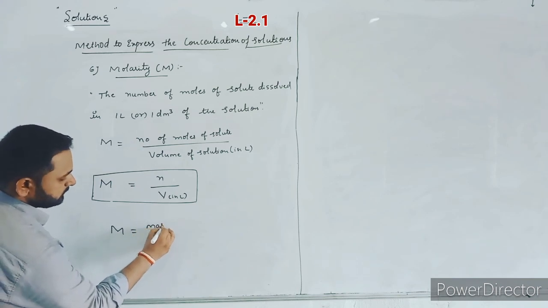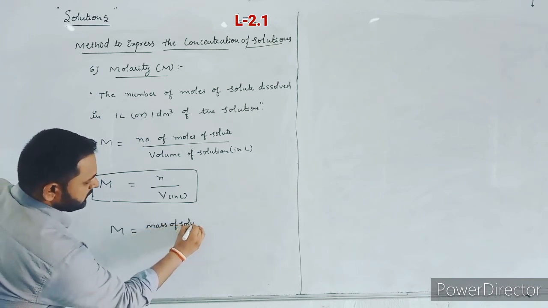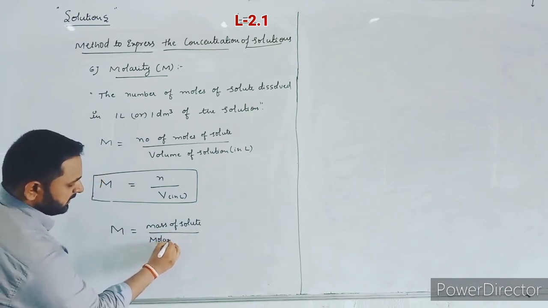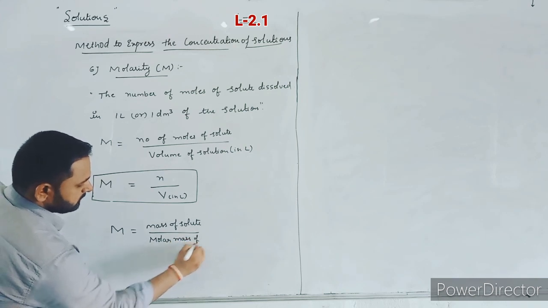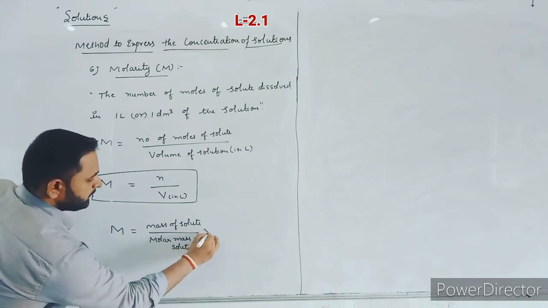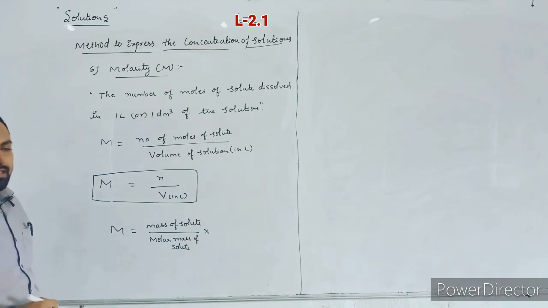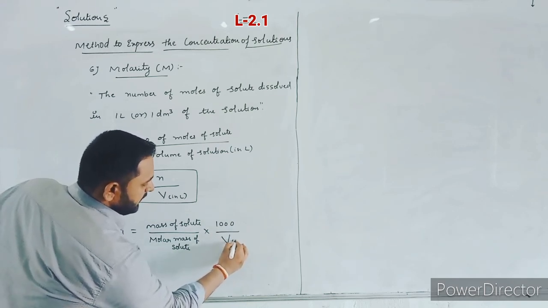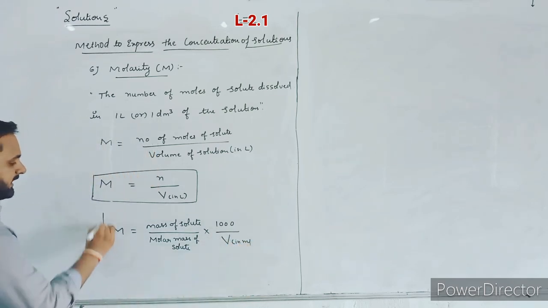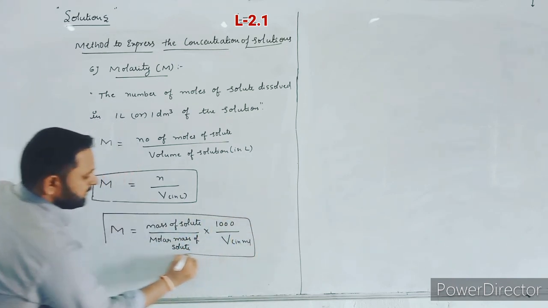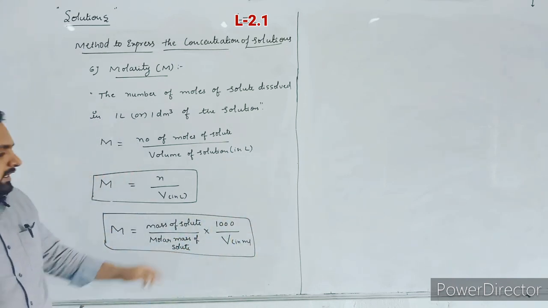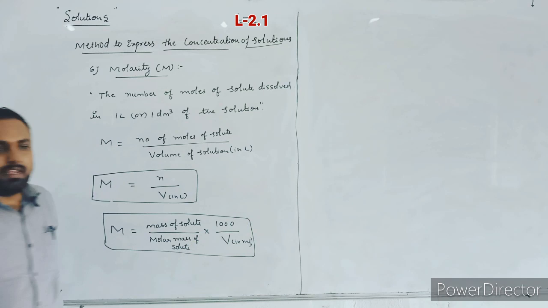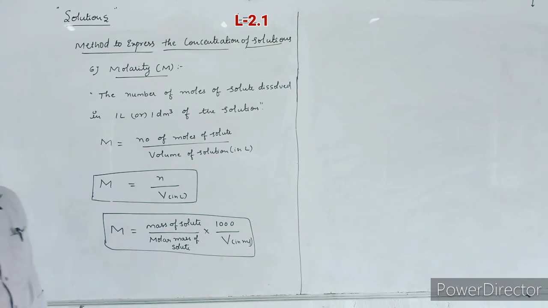Mass of solute divided by molar mass of solute into, here if volume is given in milliliter, then you just write 1000 divided by volume of solution in milliliter. This is the second formula to calculate molarity. Use this formula when mass of solute is given and when volume of solution is given in milliliter. Next let us discuss units of molarity.